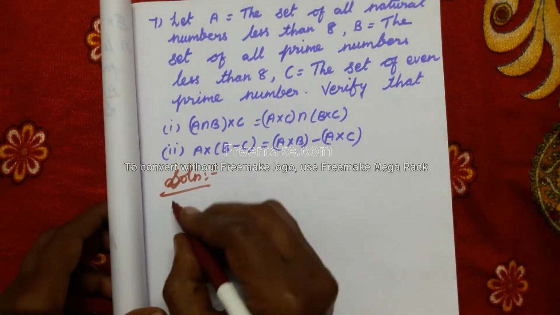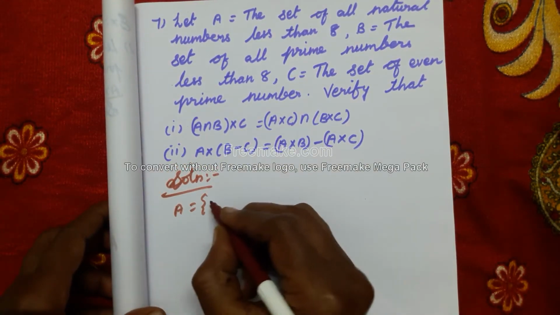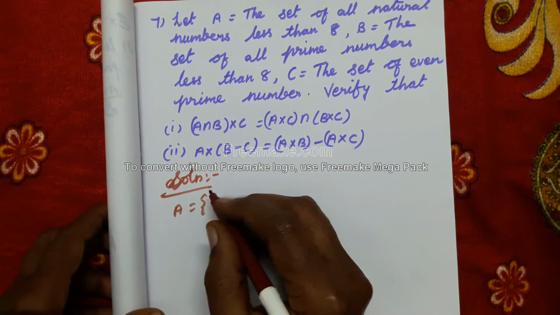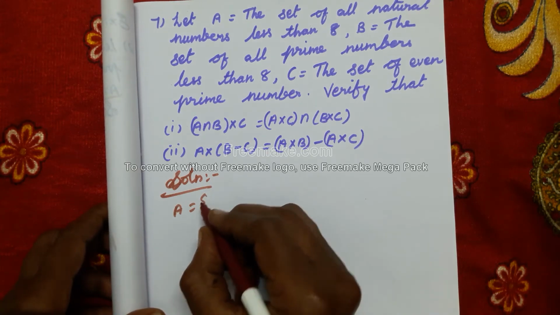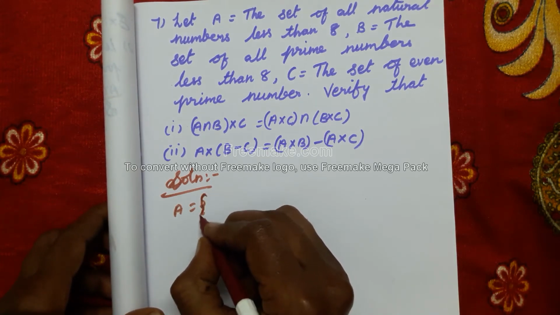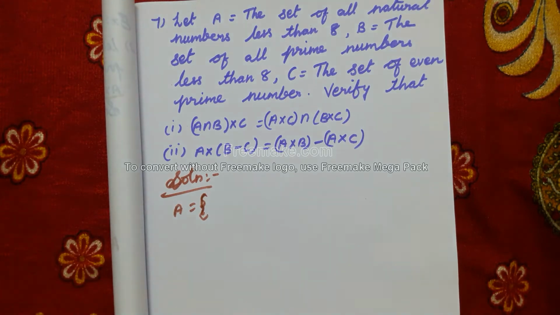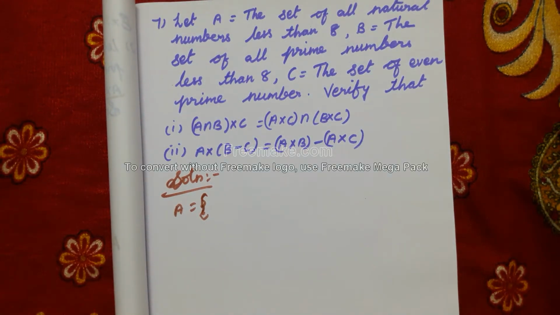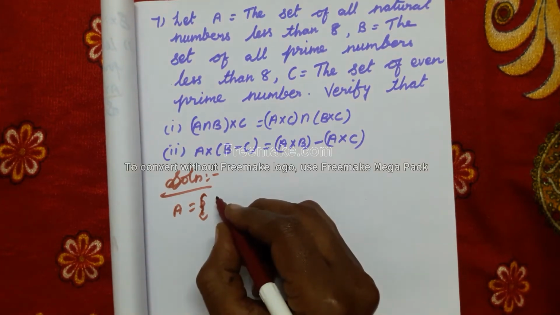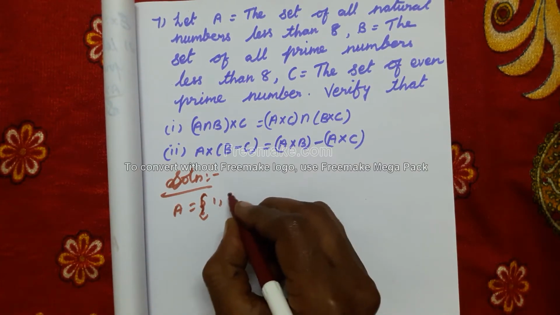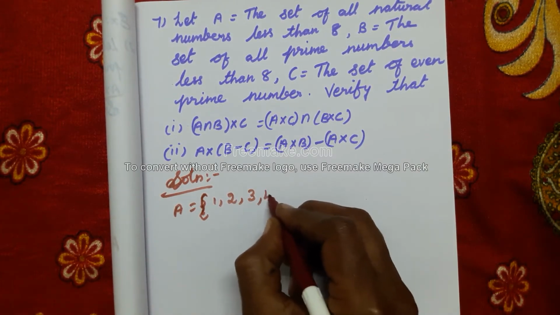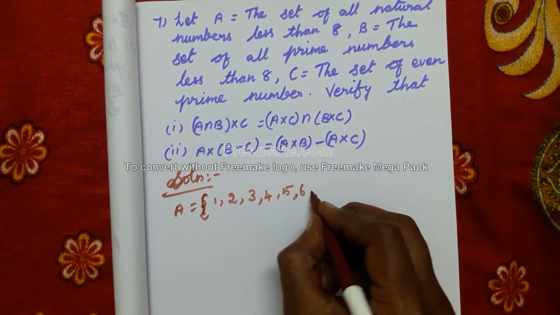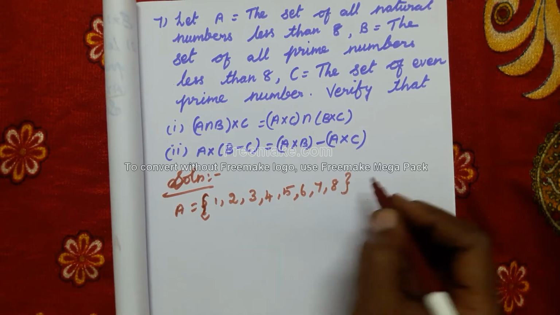First, what is A? The set of all natural numbers less than 8. So we have to write the natural numbers less than 8. Natural numbers begin from 1, is it? So the natural numbers less than 8 are 1, 2, 3, 4, 5, 6, 7.